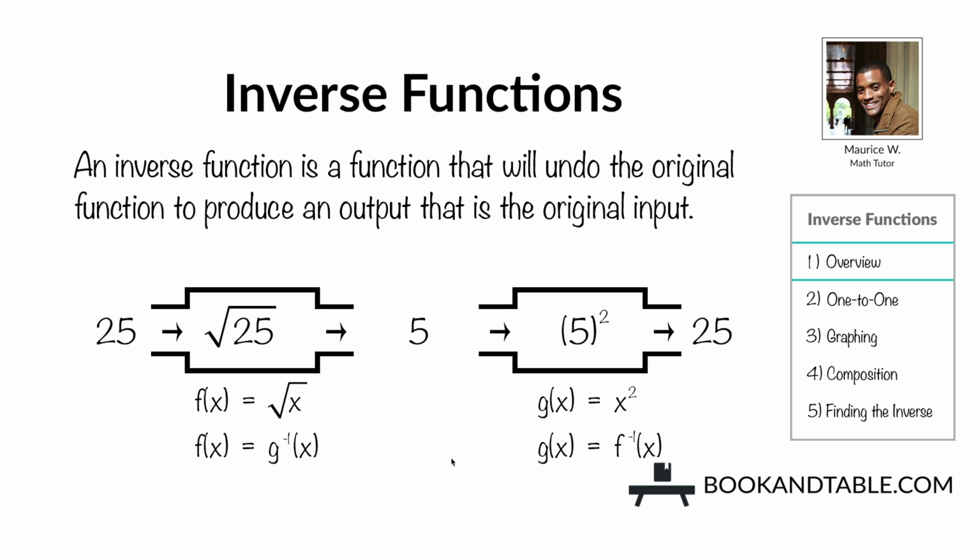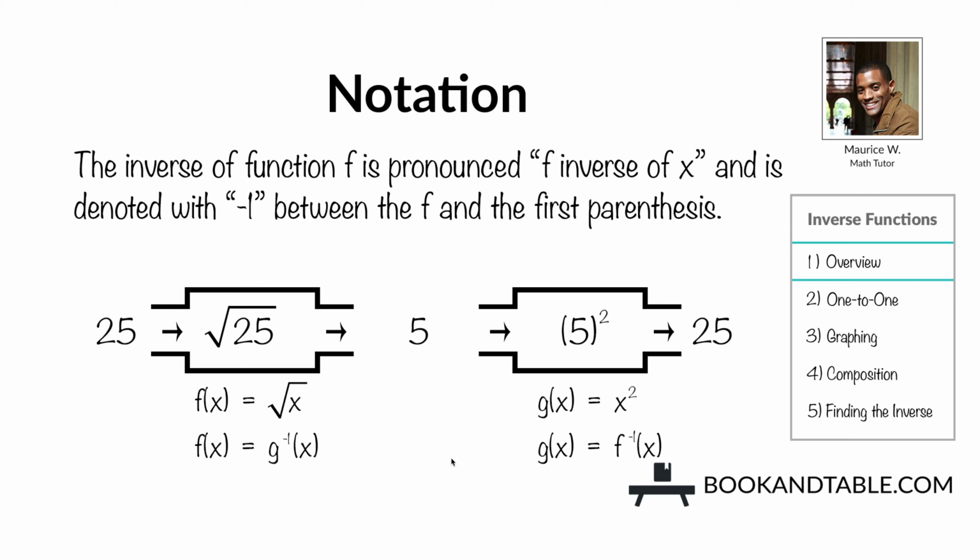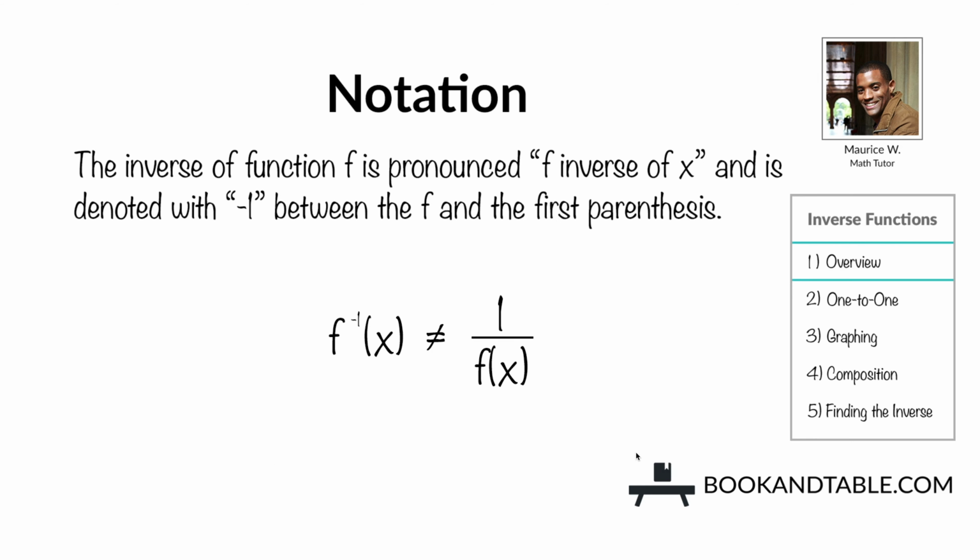So this would be our notation. The inverse function of f is pronounced f inverse of x and is denoted with -1 between the f and the first parenthesis. Now note that this -1 is not an exponent, so do not confuse f inverse of x with 1 over f of x. Okay, the notation for inverse is not an exponent.